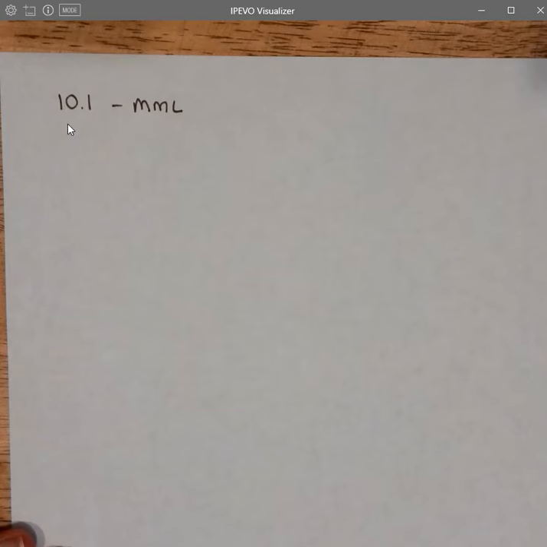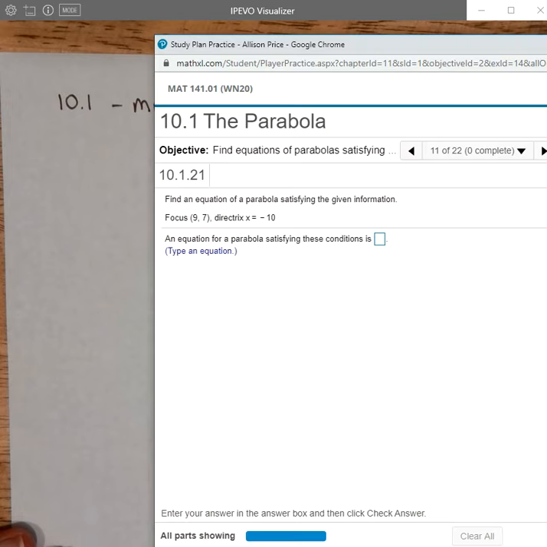Okay, we're going to take another look at 10.1, the parabola section, this time looking at some of the questions my MyMathLab answers, or asks. And I found two main sections. I'm looking at some study plan practice right here.